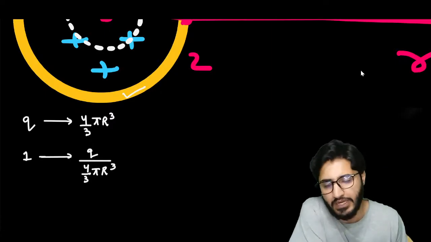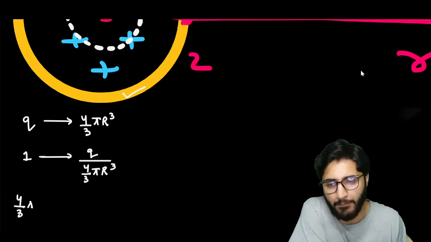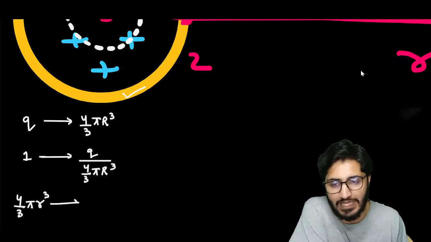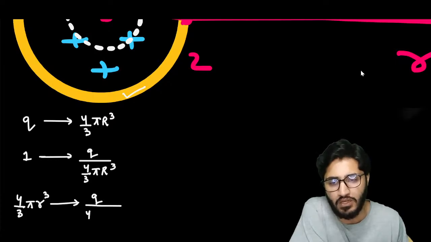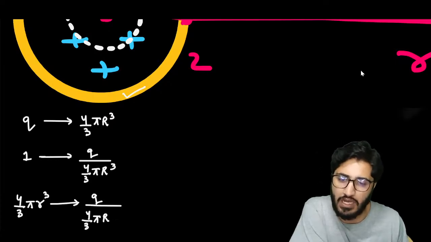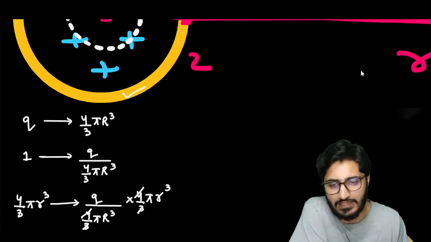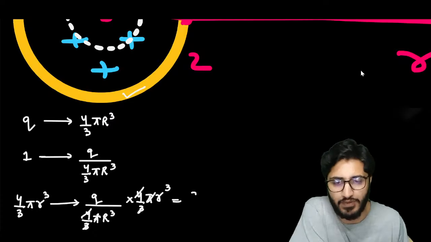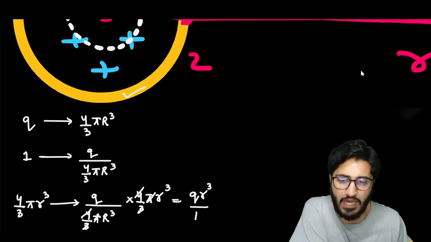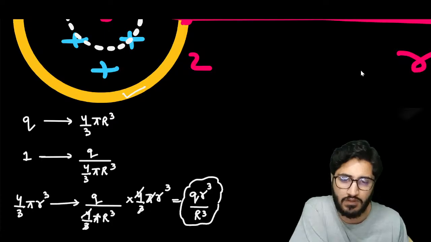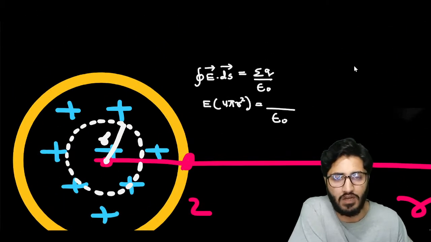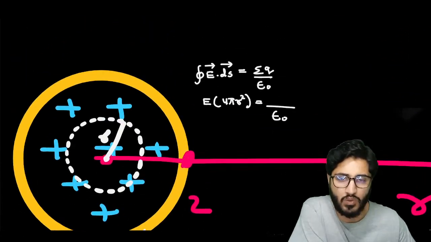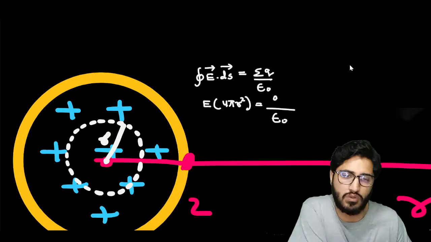But if my volume is 4 by 3 pi small r cube, my charge will be equal to Q divided by 4 by 3 pi R cube multiplied by 4 by 3 pi small r cube. 4 cancels out, 3 cancels out, pi cancels out. So my charge will be equal to Q r cube divided by R cube. This is the charge which is inside now. So it will be equal to Q r cube divided by capital R cube.